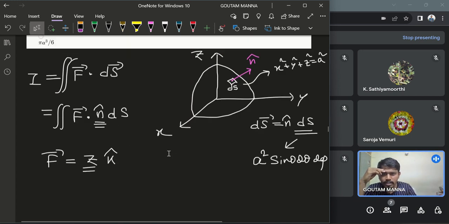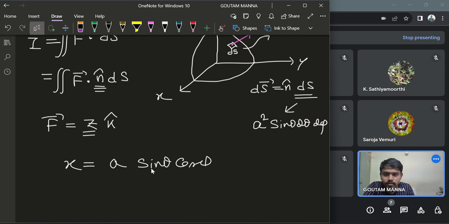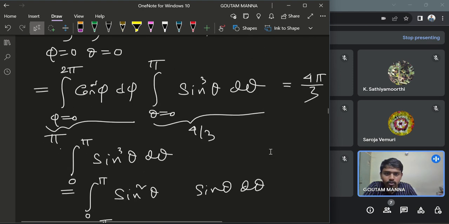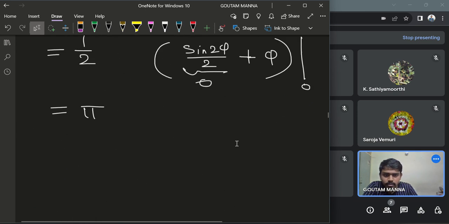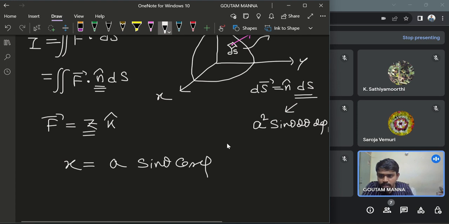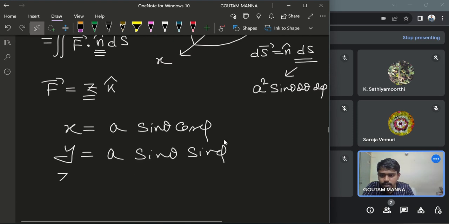Let me write down the x, y, z then. So x will be radius a sine theta cos phi. The same convention I'm following for theta and phi. Theta is this angle, phi is this angle, and a is the radius. So I'm following the same convention. y is a sine theta sine phi, and z is a cos phi.